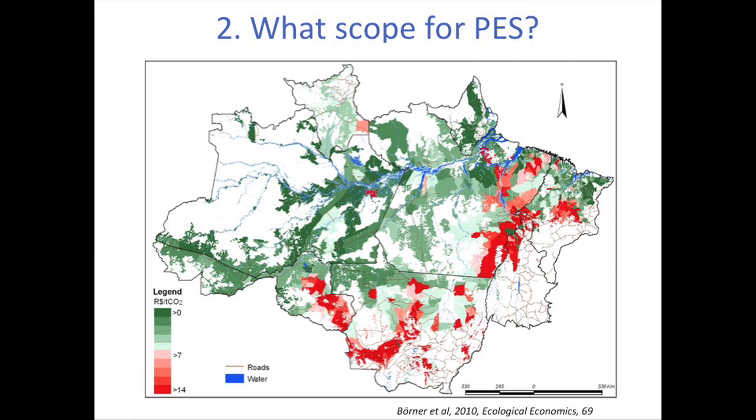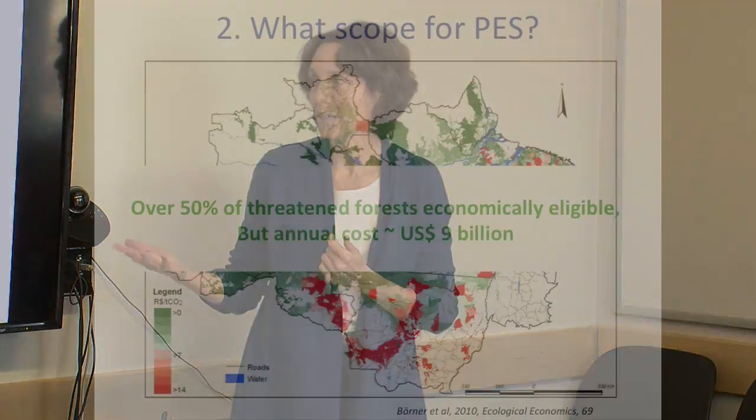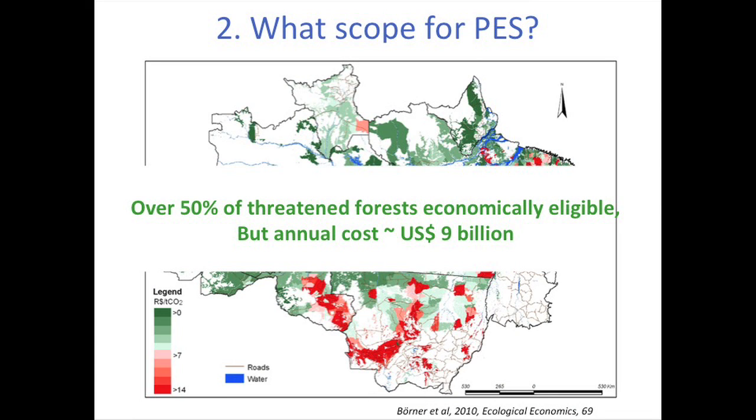They did an economic analysis, and looking at these different cells across Brazil, they analyzed where the returns worked. You had lower cost pests here and higher cost pests on the fringes, and the total cost would be about $9 billion. So about 50% of the forest would be eligible for a reasonably efficient pest scheme, but it would be very expensive.